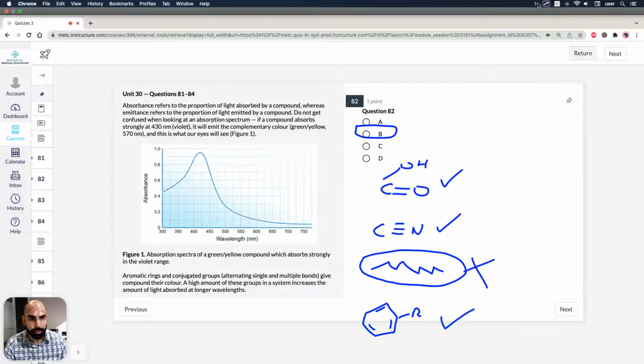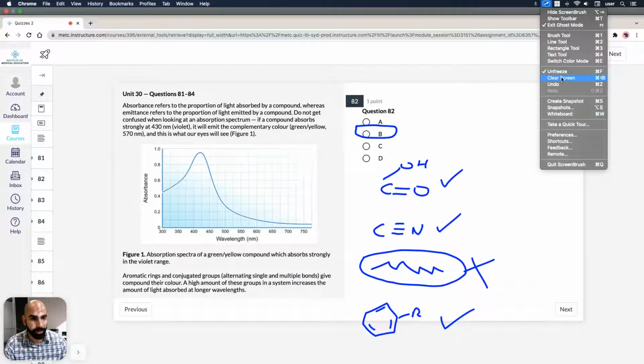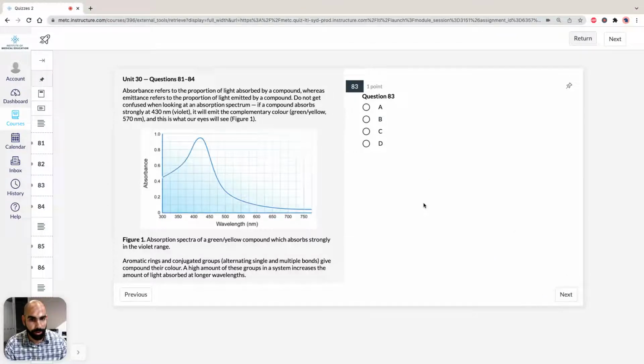So let's move on now to question 83. Question 83 requires you to understand what we really mean by absorption, and what really is conjugation and what's an aromatic ring. So it says we've been given beta carotene. You should know straight away beta carotene is found in lots of vegetables.